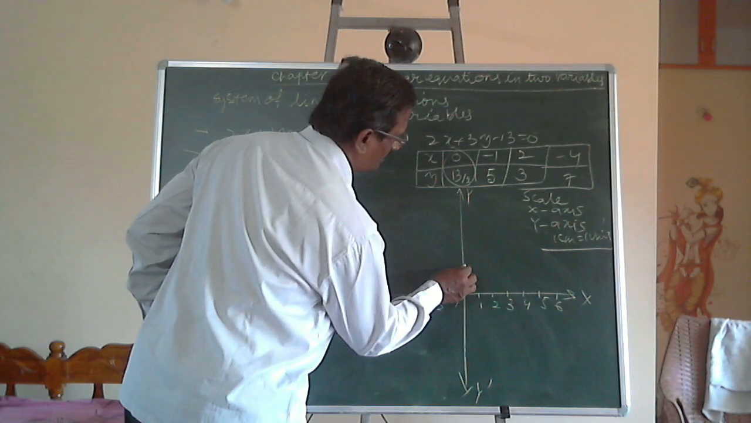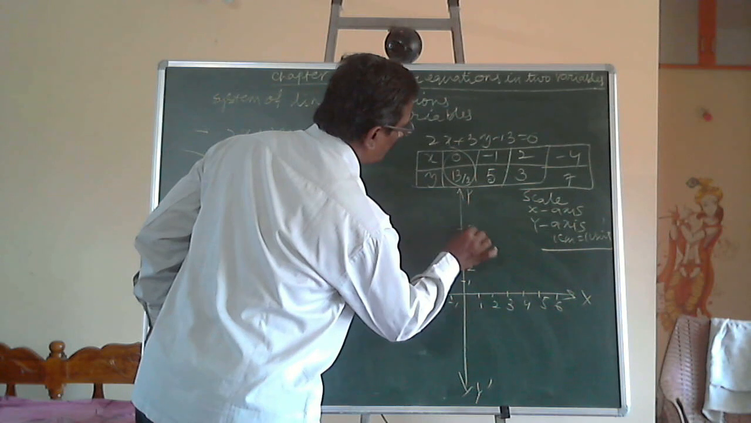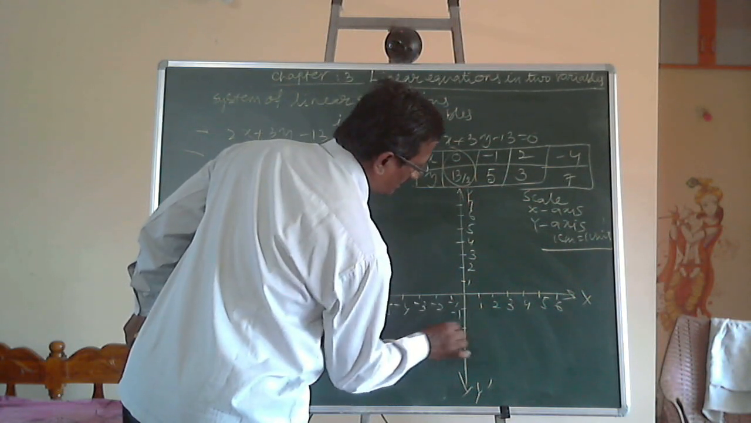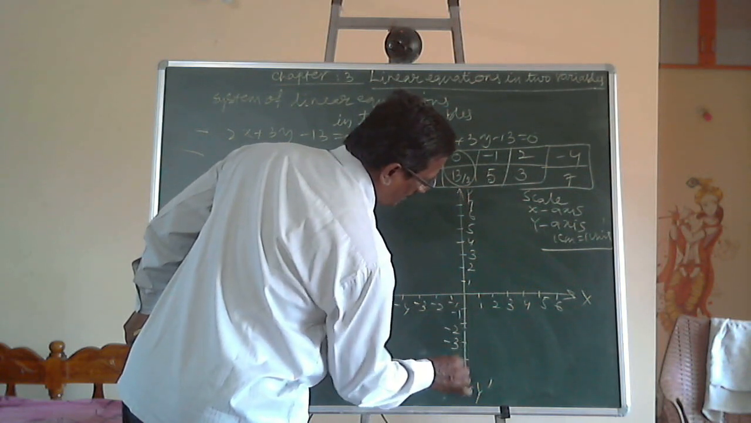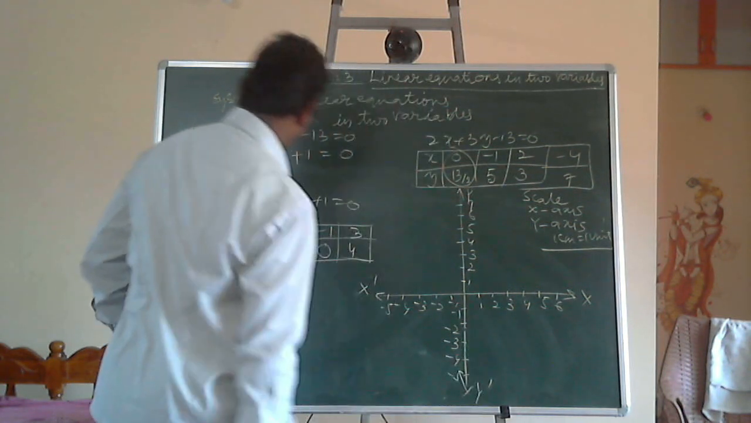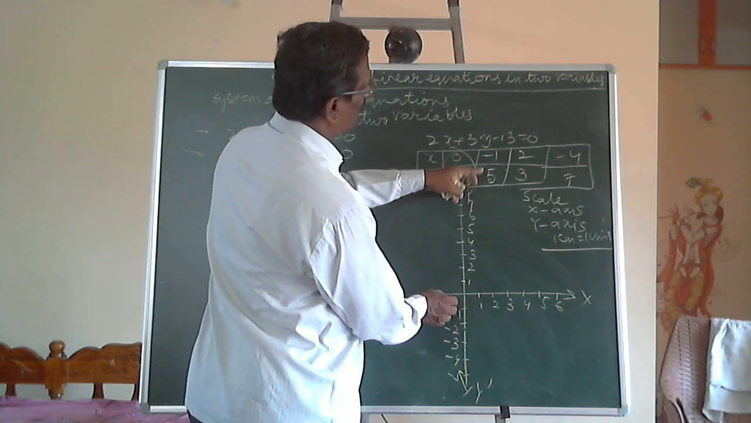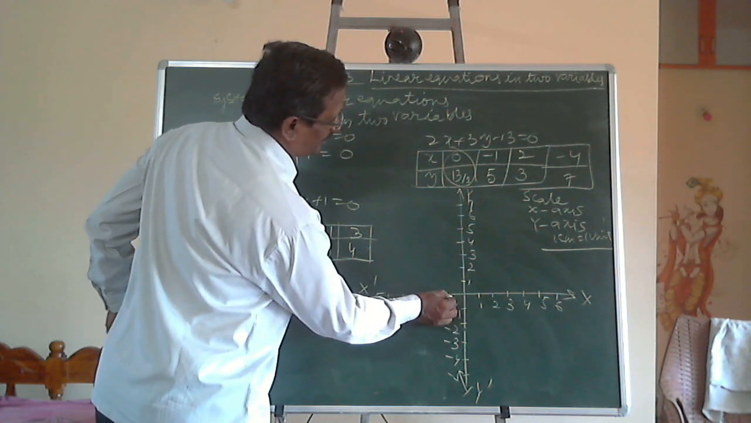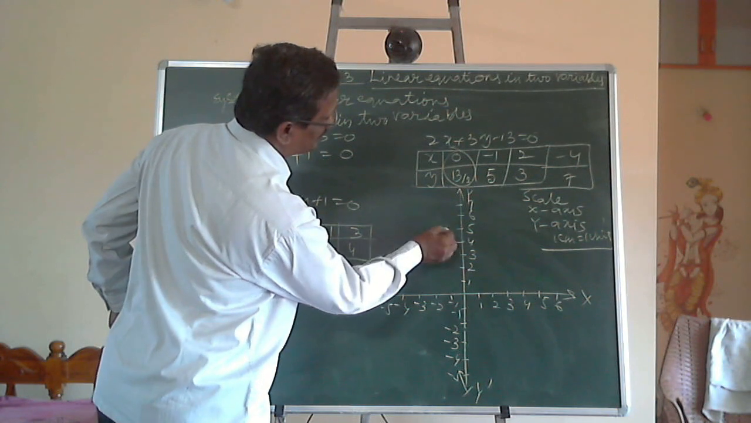This is 1, 2, 3, 4, 5, 6, 7, and -1, -2, -3, -4, -5. Okay, let's take the first equation. At x equal to -1, the corresponding value of y is 5, which means 1, 2, 3, 4, 5.